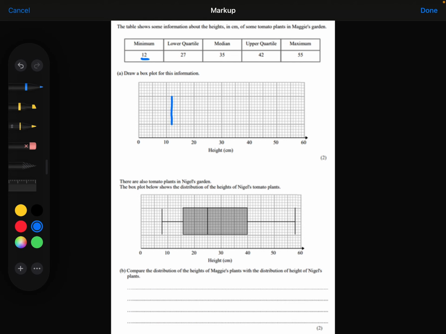So I'm first going to draw a line at 12 for the minimum. Then I'm going to draw a line at 27 for the lower quartile, a line at 35 for the median, a line at 42 for the upper quartile, and a line at 55 for the maximum, sorry. And then I'm going to join those up to form a box plot.